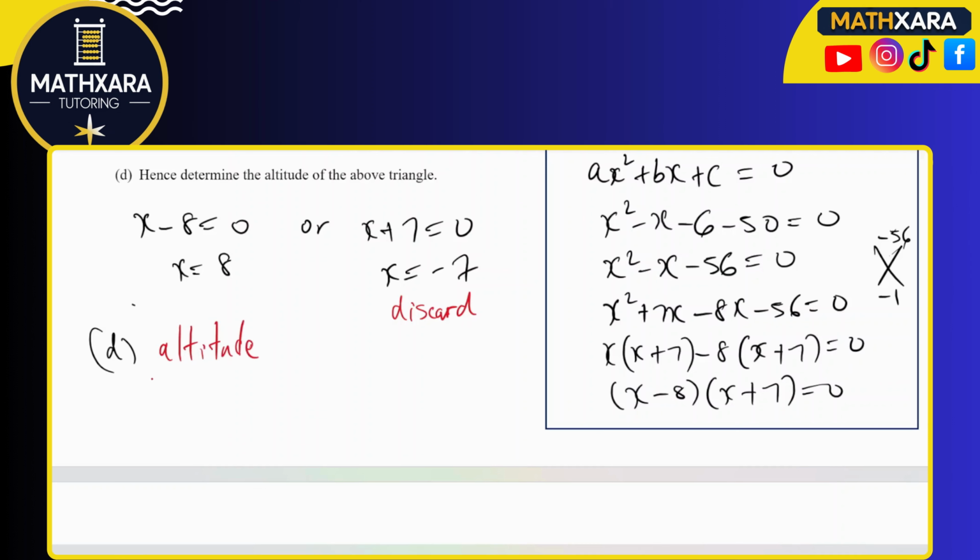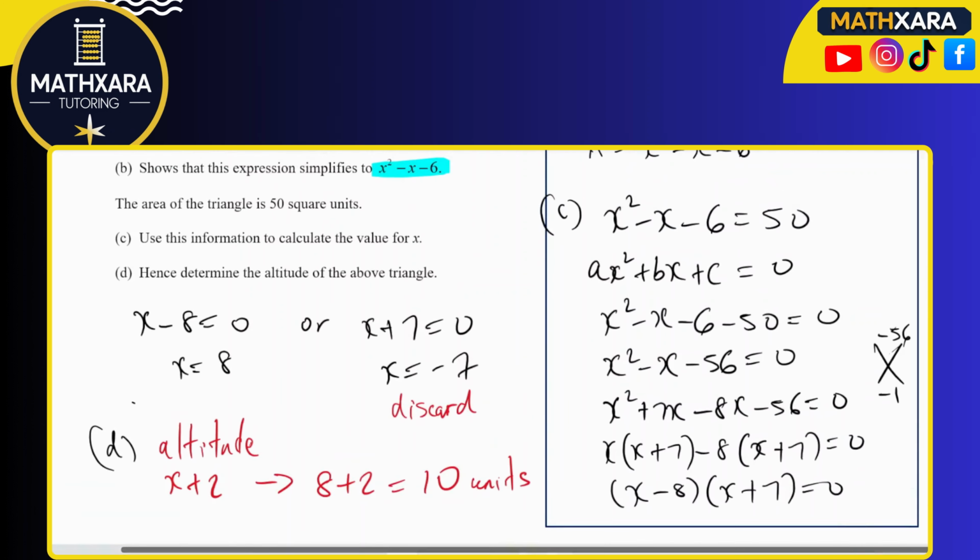Altitude, which is x plus 2. We know that our x value is 8, not negative 7. So that's 8 plus 2, which gives us 10 units. And that brings us to the end of this problem.